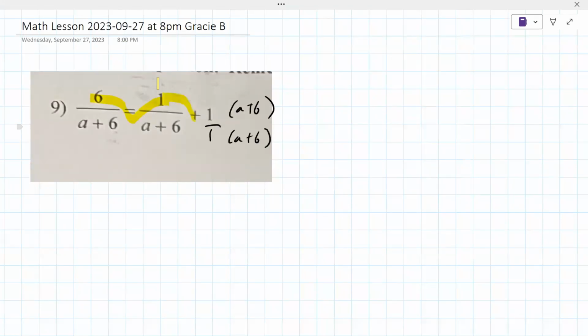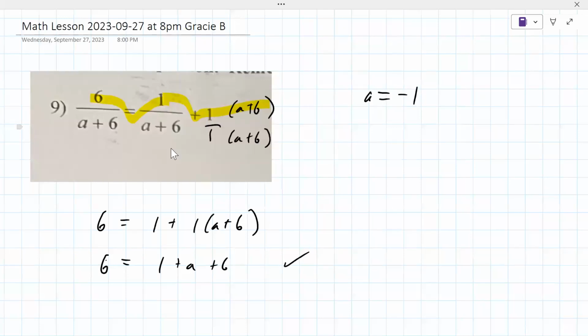So it's 6 equals 1 plus 1 times a plus 6. Could you solve this for us, please? Yes. Just -1. All right. So how did you come up with that? I distributed the 1, and then it was just 6 equals 1 plus a plus 6.